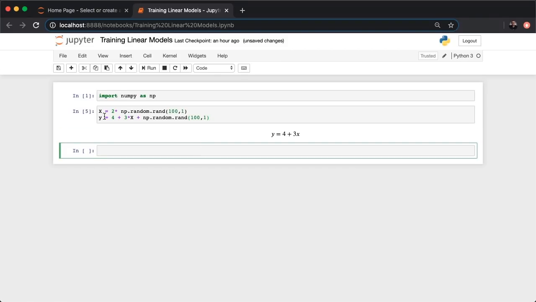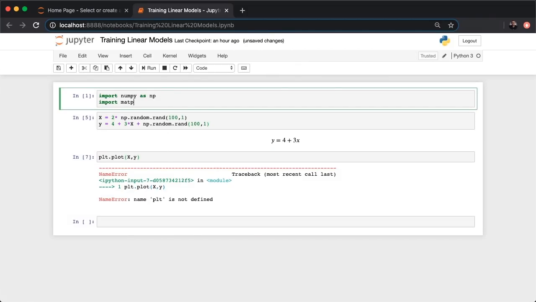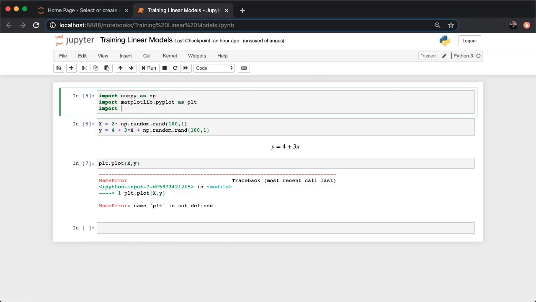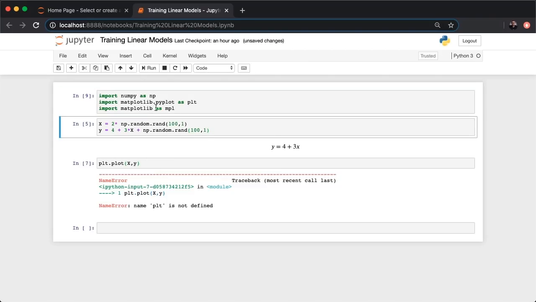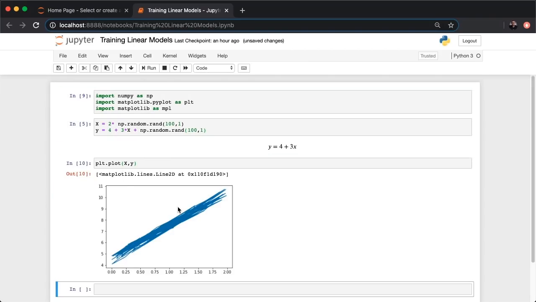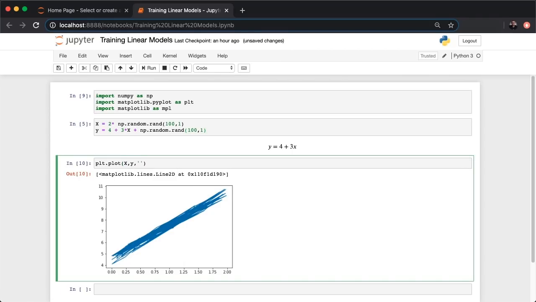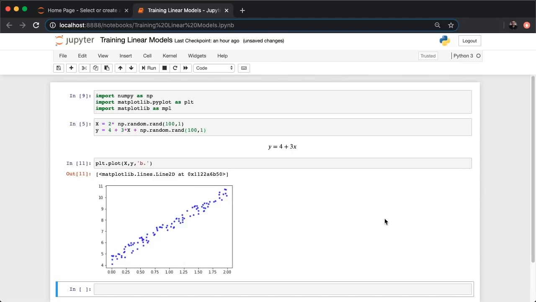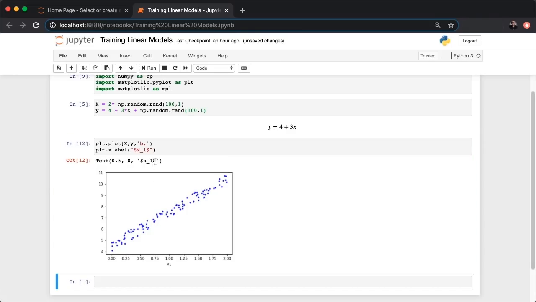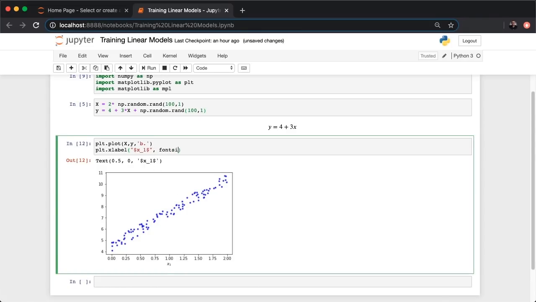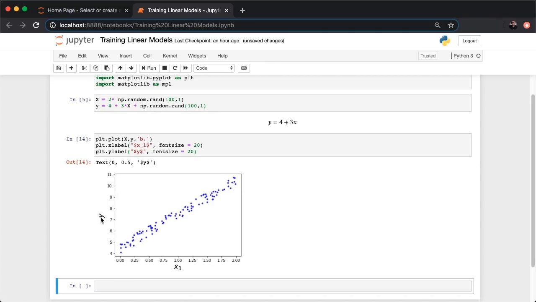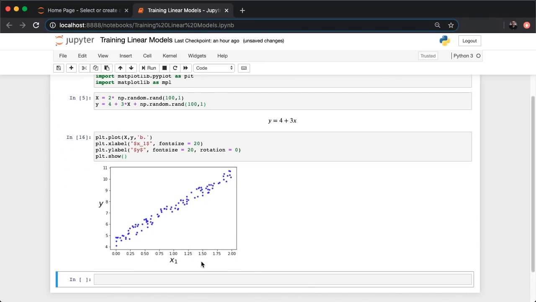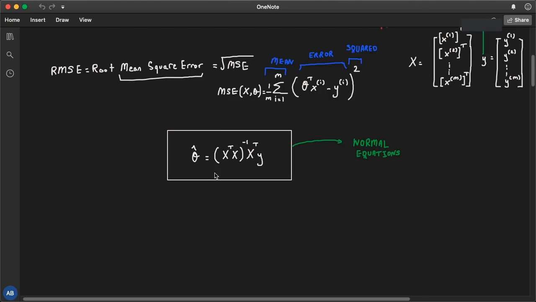Now let's plot y versus x to see what type of data points we can visualize. I'm going to need matplotlib, and I might be using it in the future, so I'll call it MPL. This is how I wanted them, as dotted points. Let's label the x-axis, enlarge the font size, and label the y-axis, but let's rotate this one. Okay, good.